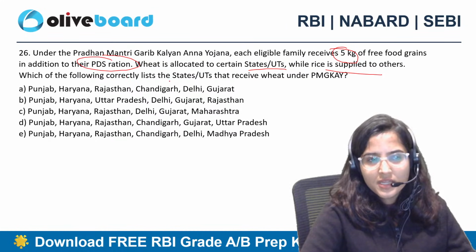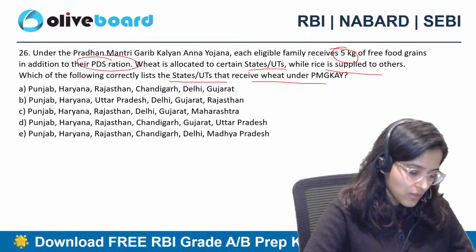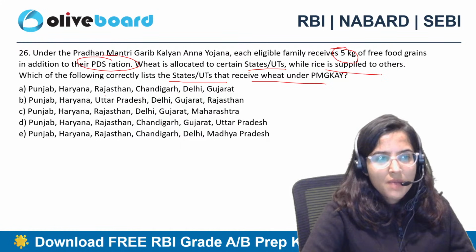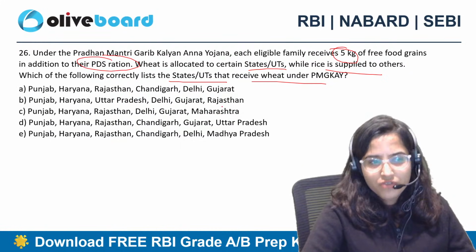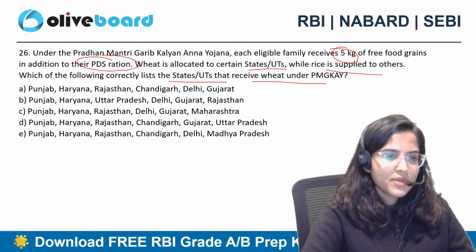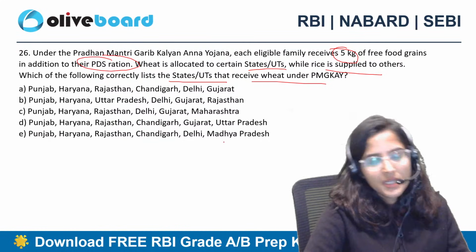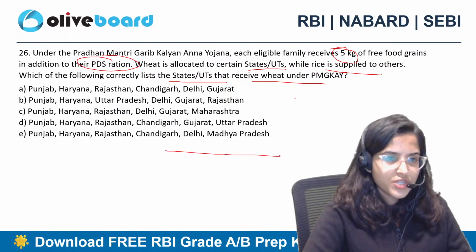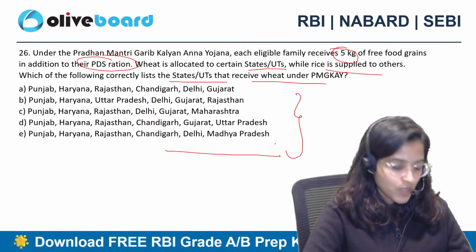Which of the following correctly lists the states and UTs that receive wheat under PMGKAY? Punjab, Haryana, Rajasthan, Chandigarh, Delhi, Gujarat. Punjab, Haryana, UP, Delhi, Gujarat, Rajasthan. Punjab, Haryana, Rajasthan, Delhi, Gujarat, Maharashtra. Punjab, Haryana, Rajasthan, Chandigarh, Gujarat, UP. Punjab, Haryana, Rajasthan, Chandigarh, Delhi, Madhya Pradesh. Which set of states or UTs will receive wheat under PMGKAY?